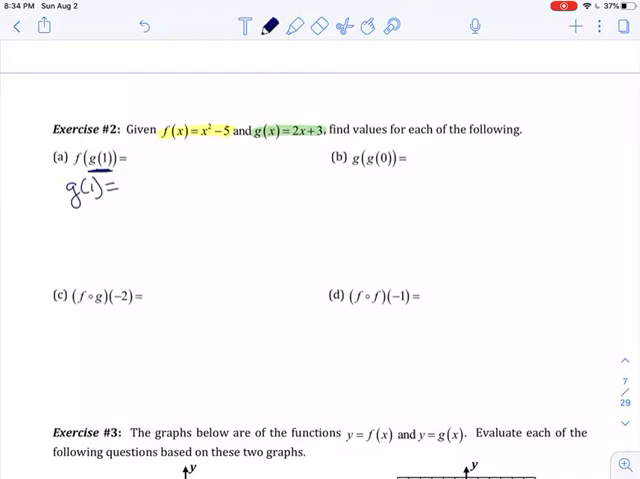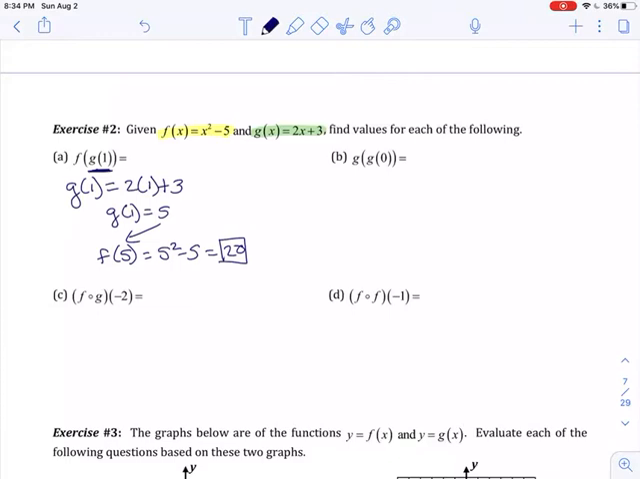So g of 1, okay, I'm doing the g function first. 2 times 1 plus 3. 2 times 1 is 2, plus 3 is 5. So g of 1 is 5. This is my output. So 1 was my input, 5 is my output. That output becomes the input for the second function. So now I'm going to do f of 5, which is 5 squared minus 5, which is 20.